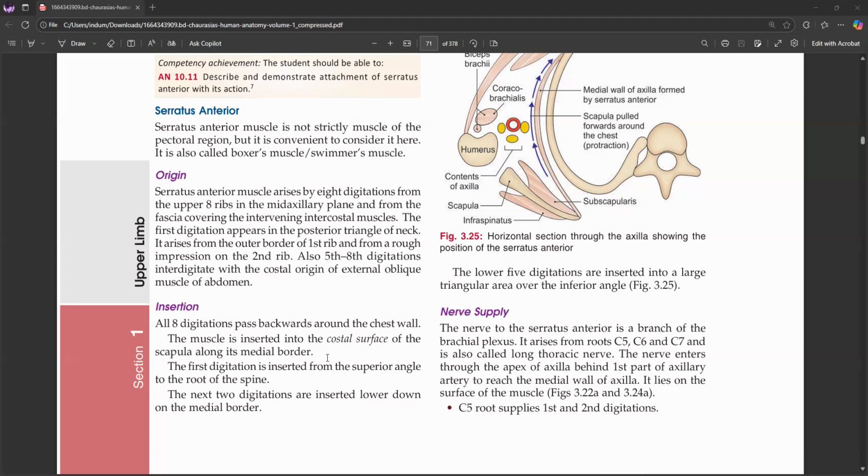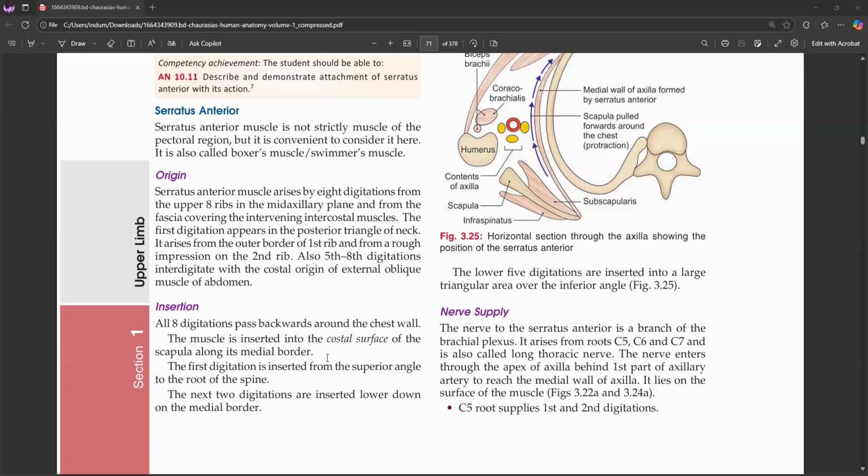Origin. Serratus anterior muscle arises by 8 digitations from the upper 8 ribs in the mid-axillary plane and from the fascia covering the intervening intercostal muscles. The first digitation appears in the posterior triangle of neck. It arises from the outer border of first rib and forms a rough impression on the second rib. Also, 5th to 8th digitations interdigitate with the costal origin of external oblique muscle of abdomen.